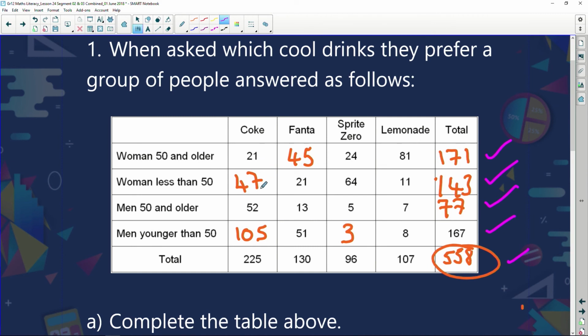What's 21 plus 47 plus 52 plus 105? It is indeed 225. What is 45 plus 21 plus 13 plus 51? It is indeed 130. What is 24 plus 64 plus 5 plus 3? It is indeed 96. And 81 and 11 and 7 and 8 is 107. 171, 143, 77, 167 is indeed 558.